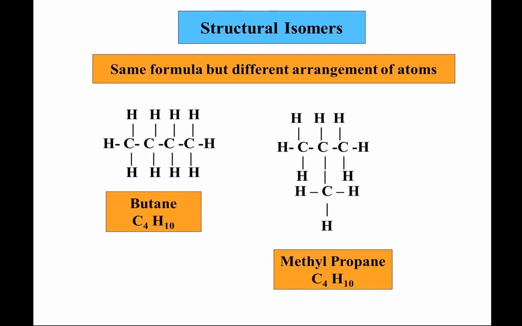All single bonds, therefore butane. However, the formula for methylpropane is exactly the same. The difference is the longest straight chain consists of only 3 carbons. Therefore propane, and methylpropane means there's a side group attached. So these would be structural isomers of each other. They have the same formula but a different setup, so to speak, of the carbon-hydrogen atoms.